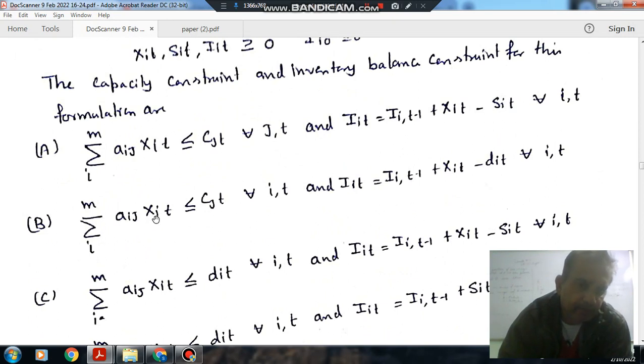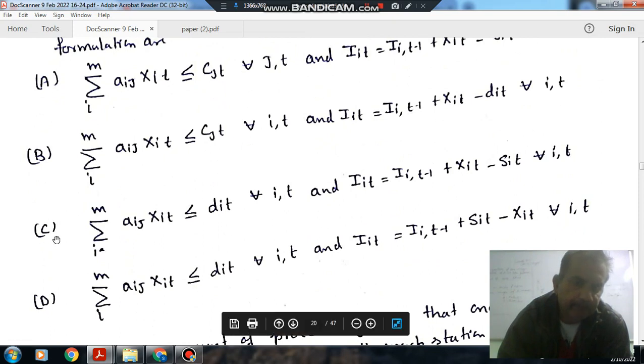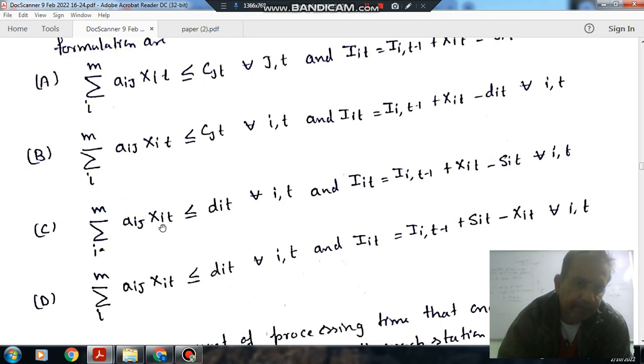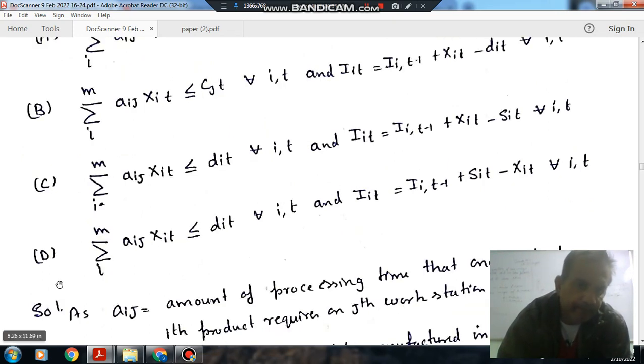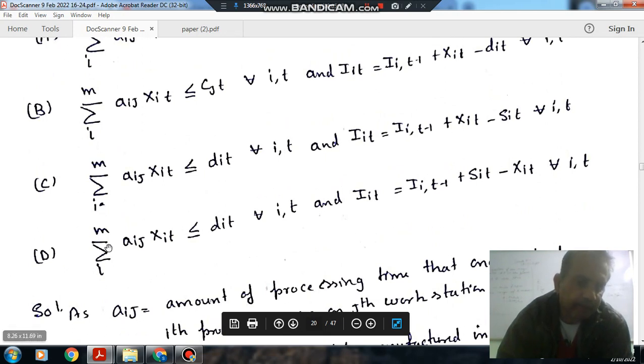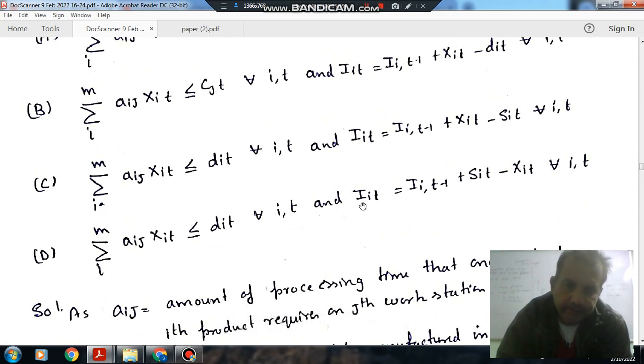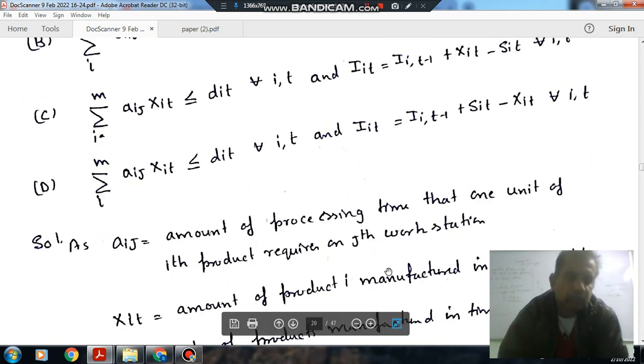The other options present variations of these: summation i to M of Aij Xit less than or equal to Cjt with Iit equal to Ii(t-1) plus Xit minus Dit; summation of Aij Xit less than or equal to Dit with Iit equal to Ii(t-1) plus Xit minus Sit; and summation of Aij Xit less than Dit with Iit equal to Ii(t-1) plus Sit minus Xit. So these are the options.